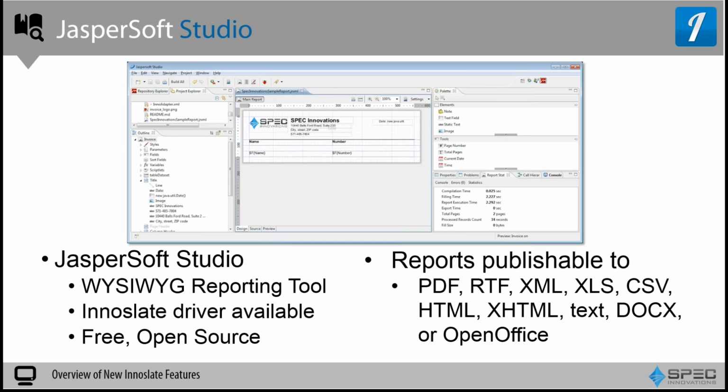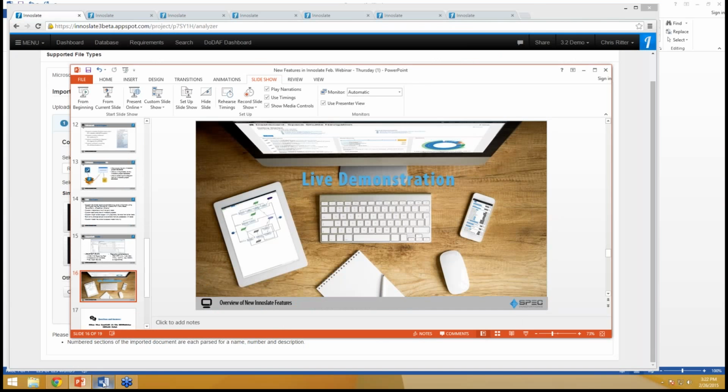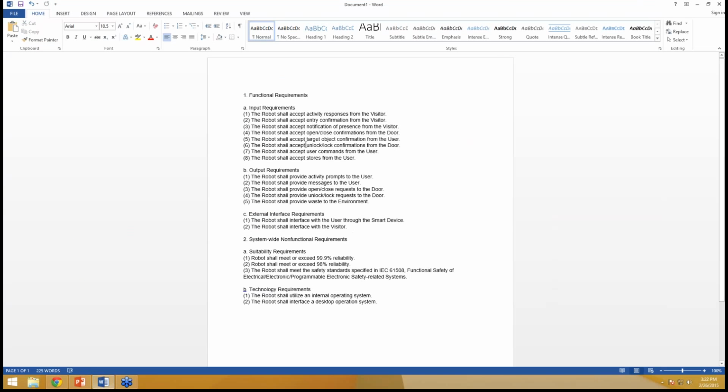So now that it's time to show you all the new features in a live tool demonstration, let me switch over to the tool and we'll go through each of the new features. First I'm going to go to Microsoft Word, where I have a document with robot requirements that I pre-created. I'm just going to copy those requirements, and then I'm going to go into the new import analyzer.